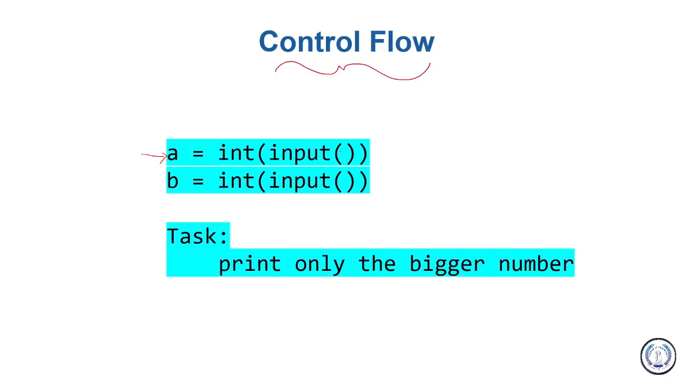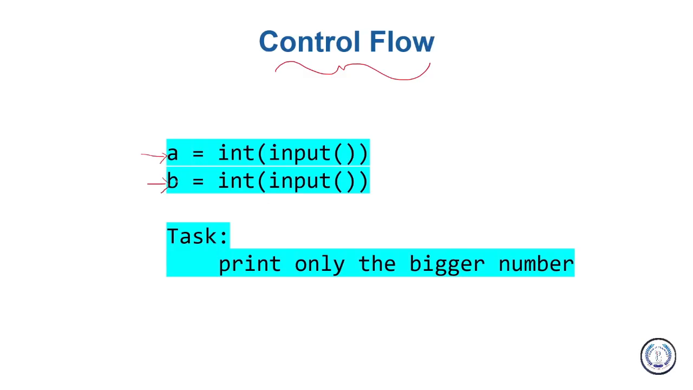I have not supplied the input message here. The message is optional. It's a description. If you supply that, that's okay. If you don't supply even that, that's okay. So A is some number the user will supply when the code will run. B is some number the user will supply when the code will run.